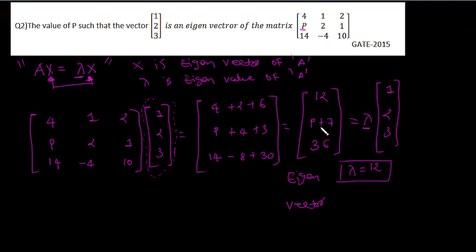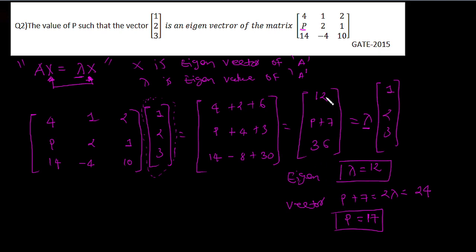Now compare the second element. So we can say p plus 7 is equal to 2 lambda. Now we already have found the value of lambda, so put it in here and multiply it by 2. So 12 multiplied by 2 we get 24. Now we are interested in finding the value of p. So let's simply subtract 7 from this 24. So what we are getting is just simply 17.